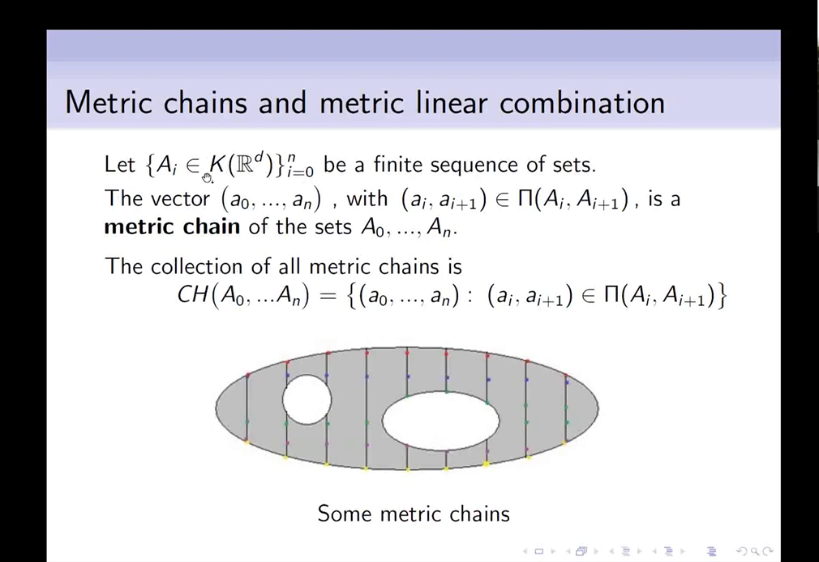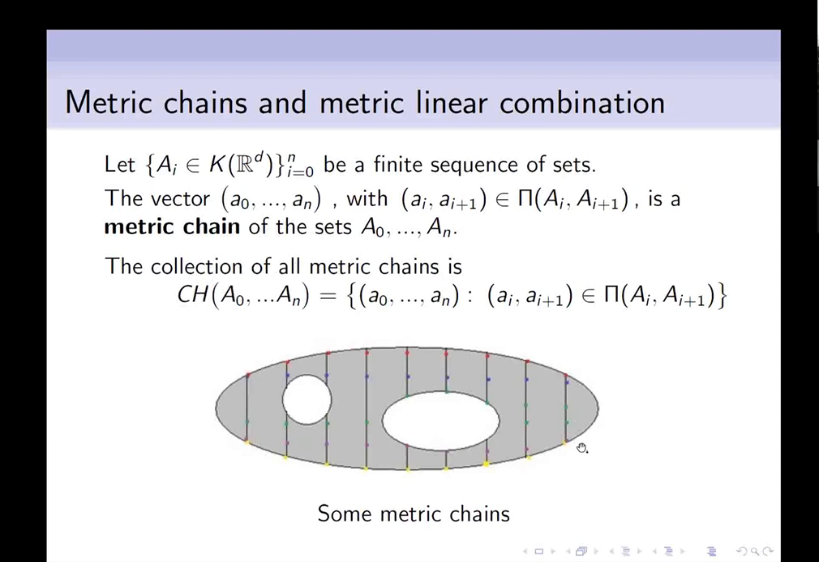This vector is a metric chain if any two neighboring, consecutive elements form a metric pair, which means that these elements from these sets, correspondingly, are closest to each other. So this is the requirement, and this vector we call a metric chain, and the collection of all these metric chains is denoted by CH.